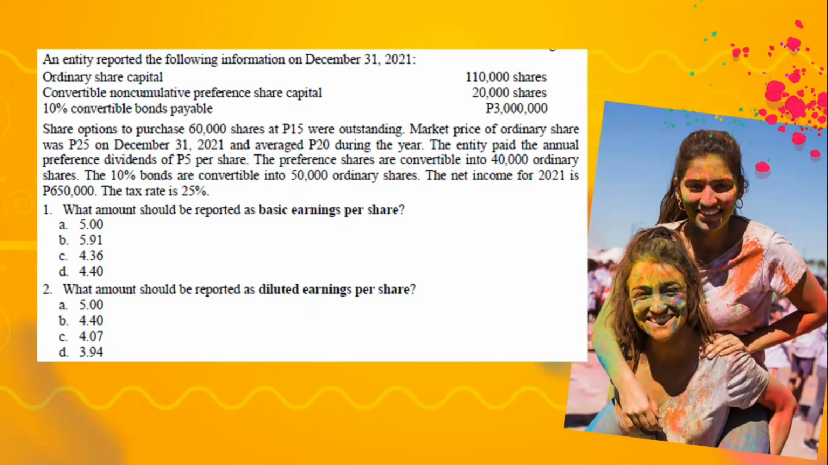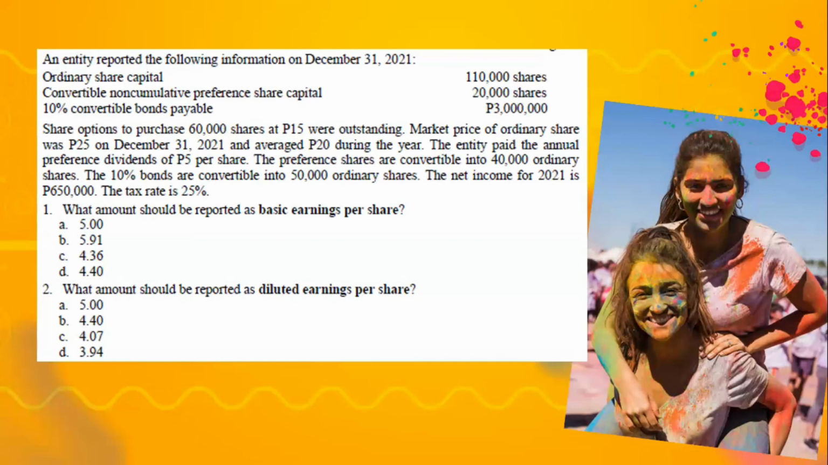Ordinary share capital, you have 110,000 shares. Convertible non-cumulative preference share capital, 20,000 shares. 10% convertible bonds payable, for 3 million pesos. Share options to purchase 60,000 shares at 15 pesos were outstanding. Market price of ordinary share was 25 on December 31, 2021. The average is 20 during the year. The entity paid the annual preference dividends of 5 pesos per share.